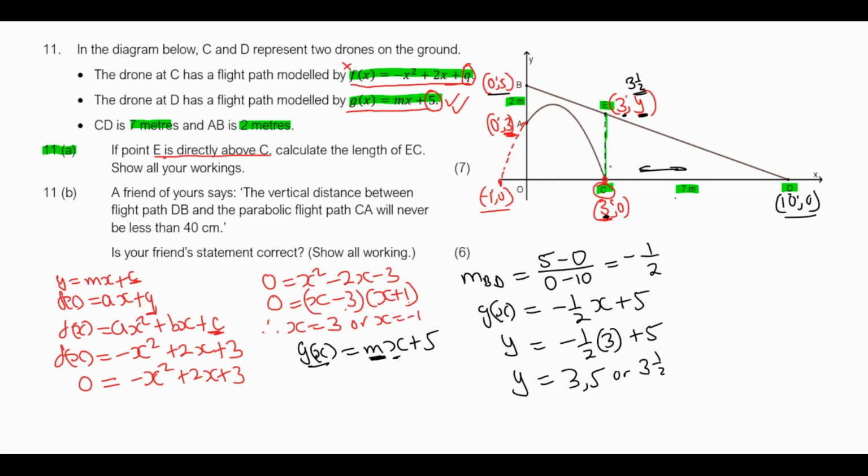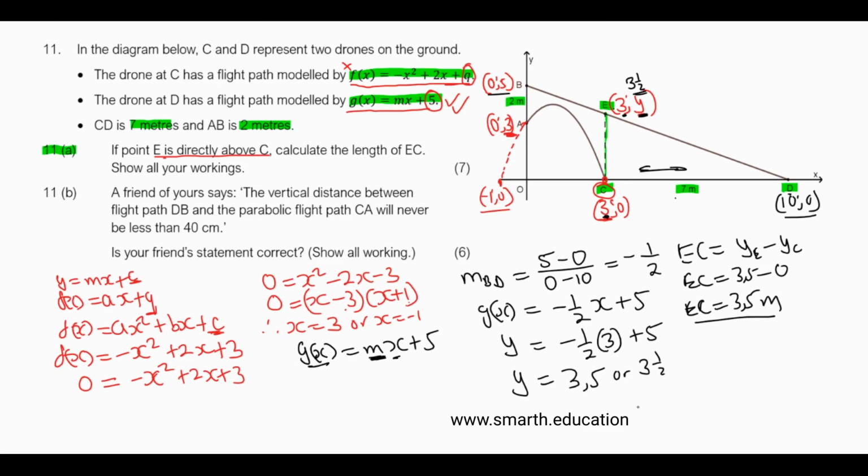Now, what is the length of EC? This is a vertical line. Remember the distance of a vertical line is y at the top minus y at the bottom. So EC is y of E minus y of C. EC is equal to 3.5 minus 0. Therefore, EC is equal to 3.5 meters. Okay, that's how we do this.